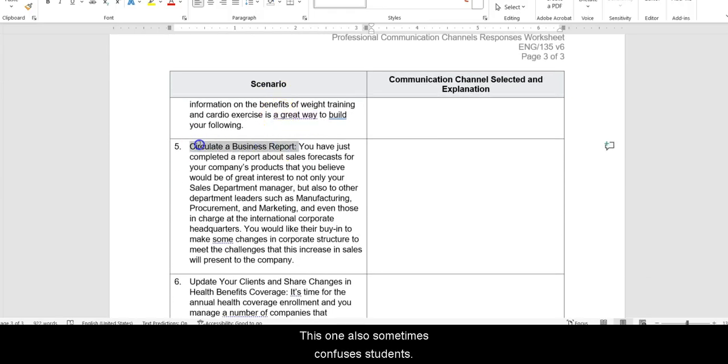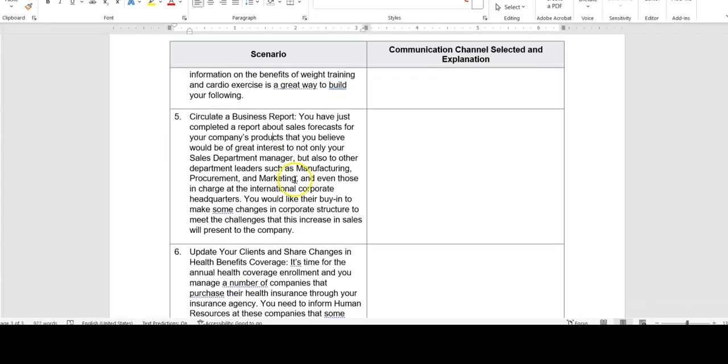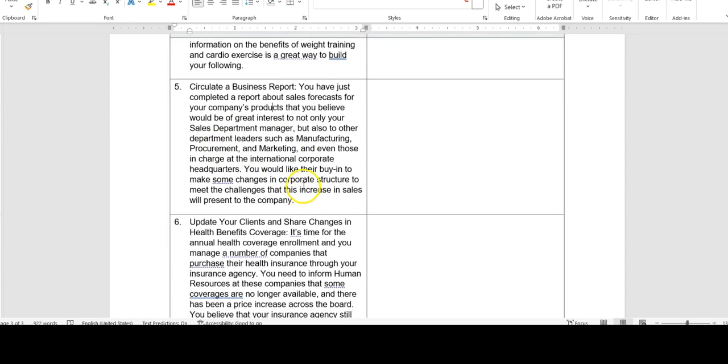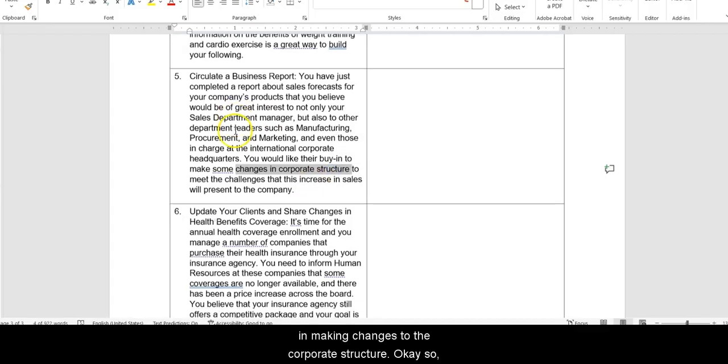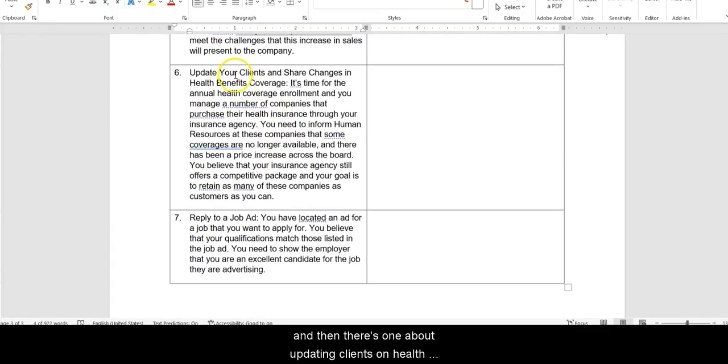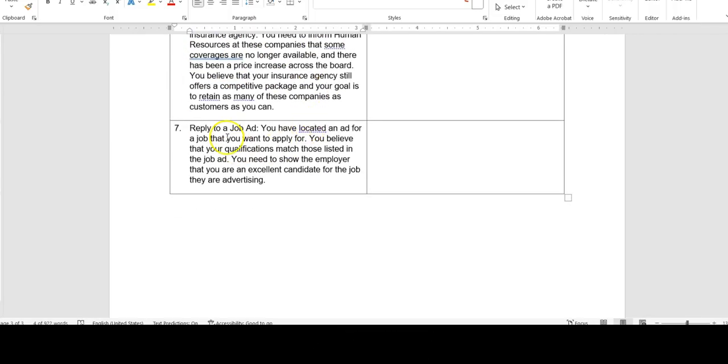This one also sometimes confuses students. You are not writing a business report. You are circulating the business report as evidence to get department leaders and leads to support you in making changes to the corporate structure. Okay, and then there's one about updating clients on health benefit coverage and replying to a job ad.